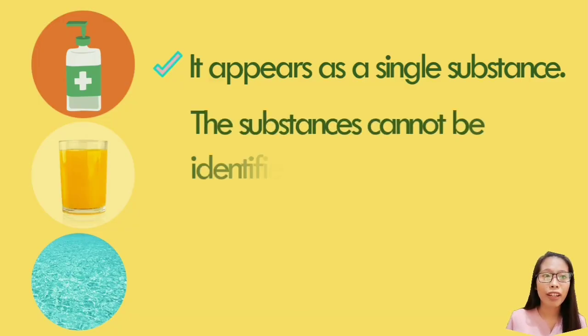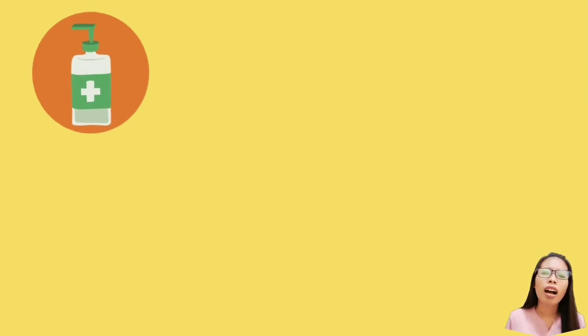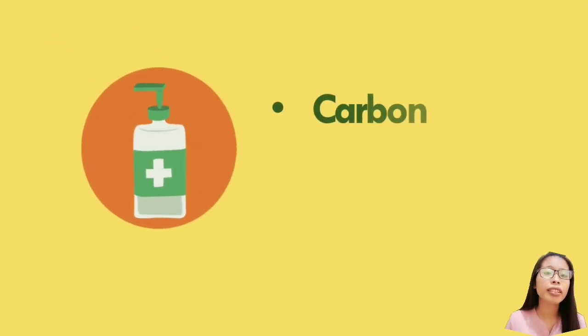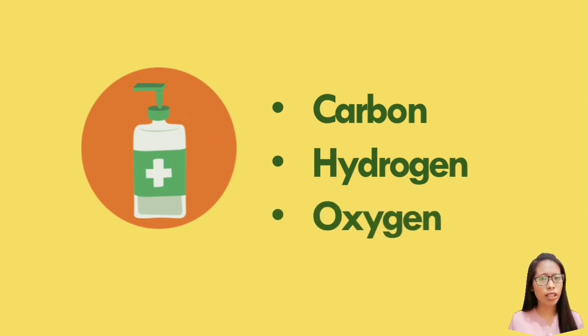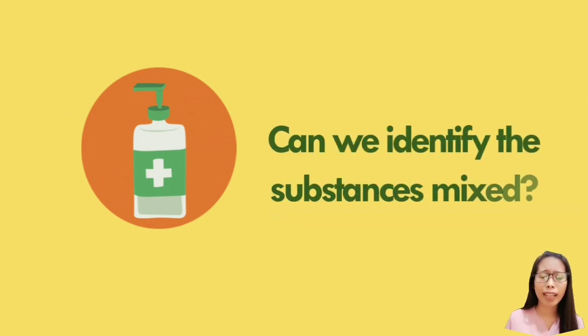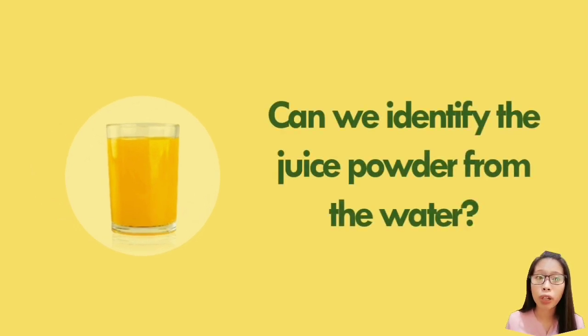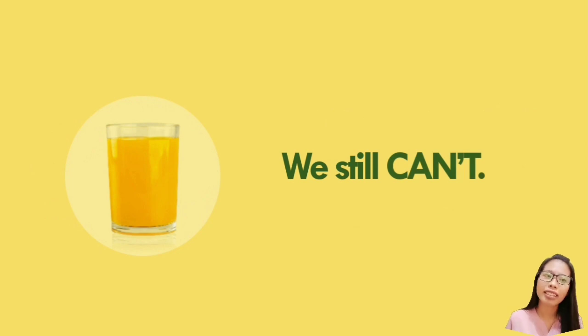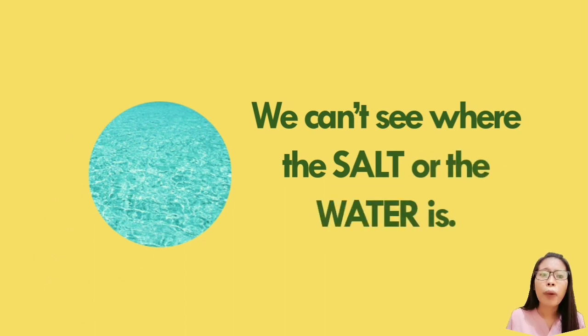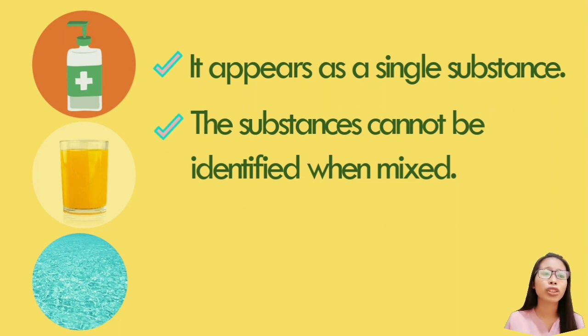Can we identify the substances mixed? Alcohol is made up of carbon, hydrogen, and oxygen. Can we identify the substances mixed in the alcohol? No, we can't. How about the juice? Can we identify the juice powder from the water? We still can't. So is the seawater. We can't see where the salt or the water is. In other words, the mixtures have this characteristic.